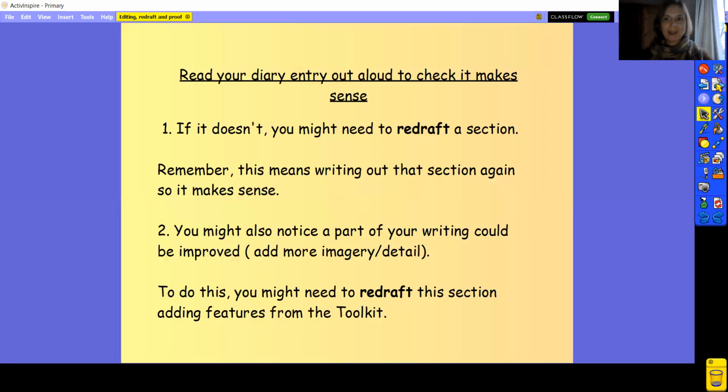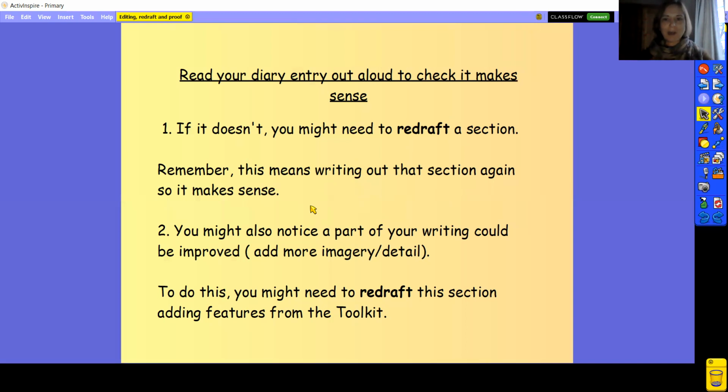Okay, so the first thing you need to do is read your diary entry out loud to check it makes sense. If you have a section of writing that doesn't make sense, you need to redraft it. Remember, this means writing out that section again, so it does make sense. If you're using a computer, very easy to do. You could delete the bit that doesn't make sense and rewrite it. It's very important that you change it.